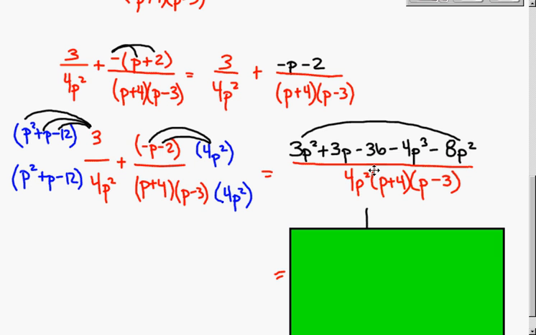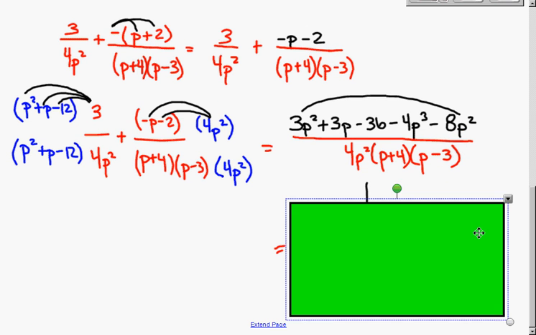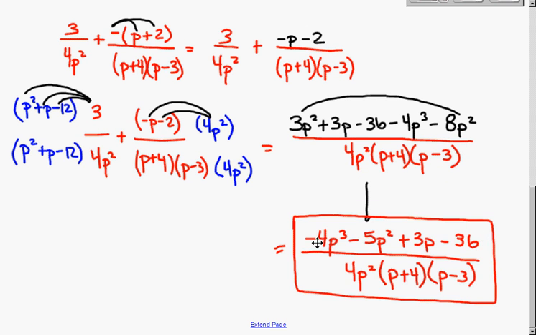Now I looked at my numerator and I was able to combine like terms. In this case, a positive 3p squared and a negative 8p squared. So when I combine my like terms, I have negative 4p cubed minus 5p squared plus 3p minus 36 all over my least common denominator. This concludes lesson 56, 9-4, adding and subtracting unlike denominators.